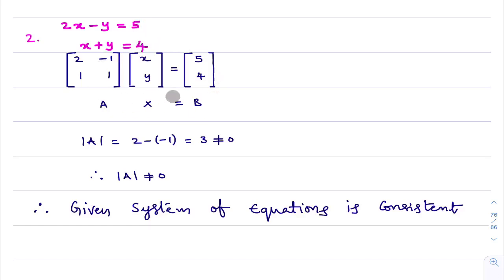After writing Ax equal to b, you just calculate det A. Det A: 2 into 1 is 2, minus 1 into minus 1, minus of minus is plus, so this is 3. 3 is a non-zero number. That means det A is not equal to 0. Feel happy. Why? Because when det A is not equal to 0, we directly write the system is consistent. In case det A is 0, then what to do? We will learn in the coming problems.